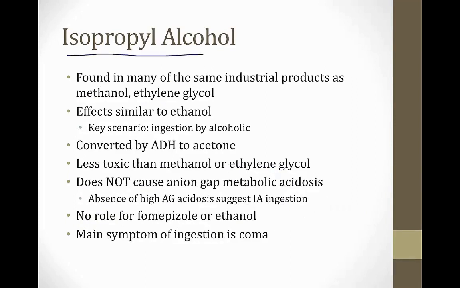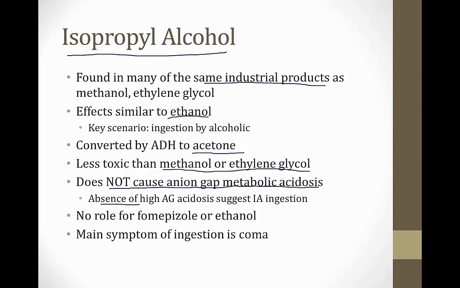Next, let me mention isopropyl alcohol, which does not cause an anion gap metabolic acidosis. But the reason I'm mentioning it is because it's found in many of the same industrial products as methanol and ethylene glycol. It has effects very similar to ethanol, and a key scenario is an alcoholic who can't get his or her hands on some booze, so they ingest some isopropyl alcohol. It gets converted by alcohol dehydrogenase to acetone, and acetone is much less toxic than the metabolites of methanol or ethylene glycol.